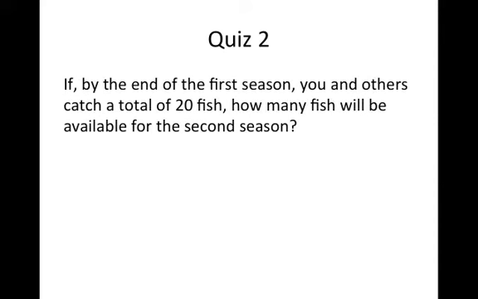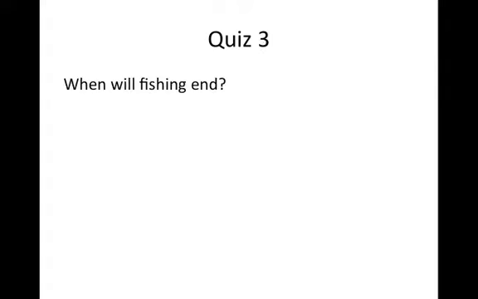Quiz 2. If by the end of the first season you and others catch a total of 20 fish, how many fish will be available for the second season? The answer here is 80. The first season begins with 80 fish. By the end of the season, 20 fish are caught and the remaining 60 fish will spawn. However, because the ocean can only support so many fish, the total number of fish will never exceed the original number, which was 80.